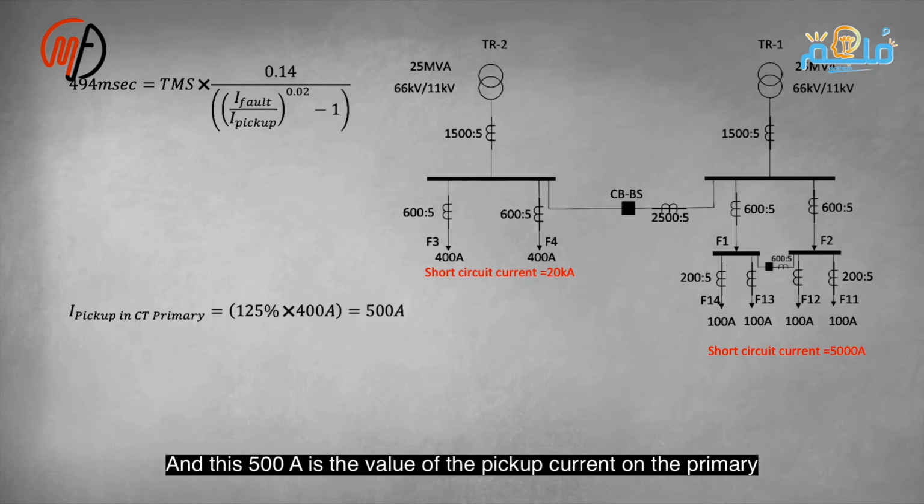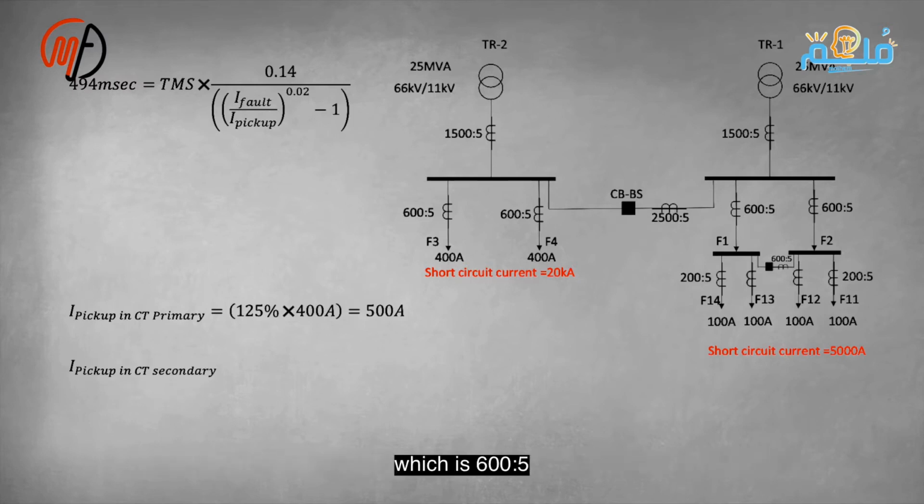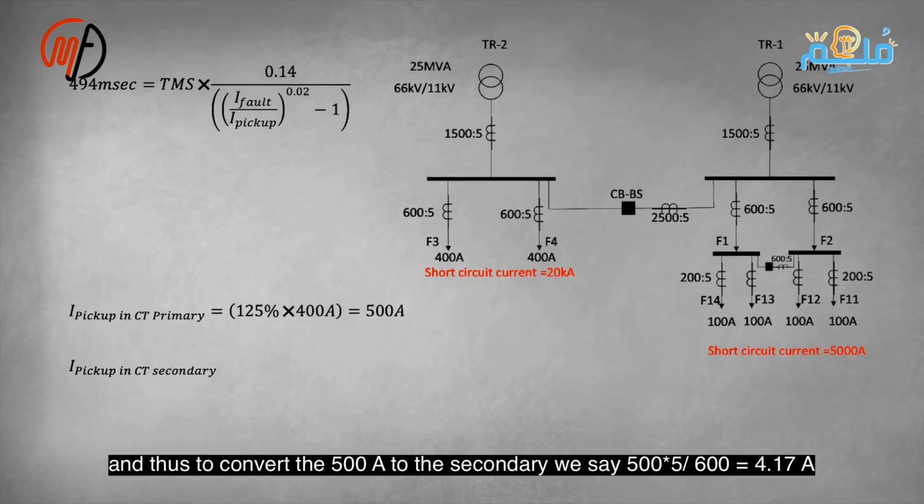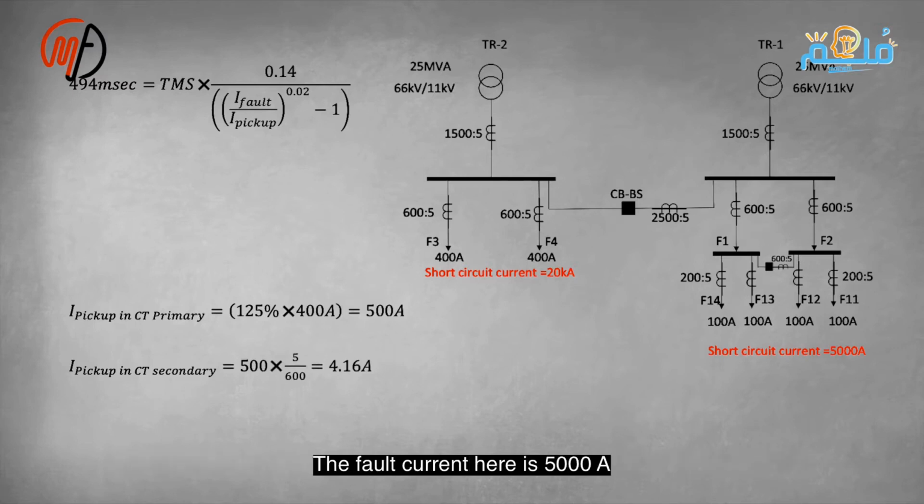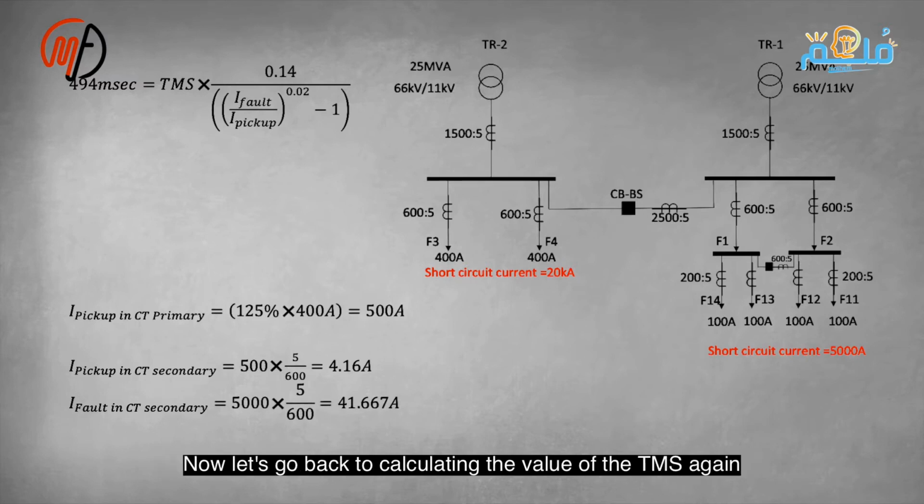To convert to the secondary, use the CT ratio 600 to 5. 500 amps converts to 4.17 amps. The fault current is 5000 amps, converting to 41.67 amps. Let's calculate the TMS value. You need 3 key details. The fault current value here is 5000 amps. To convert this value to secondary, we say 5000 times 5 divided by 600, which equals 41.67 amps.